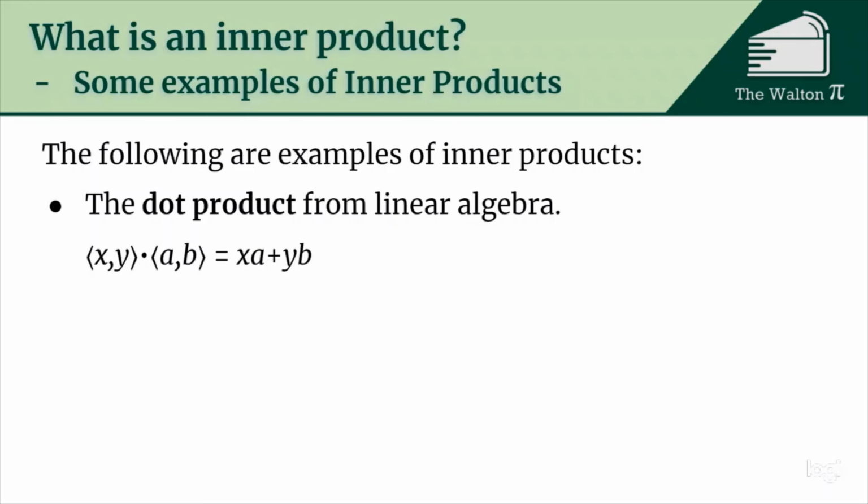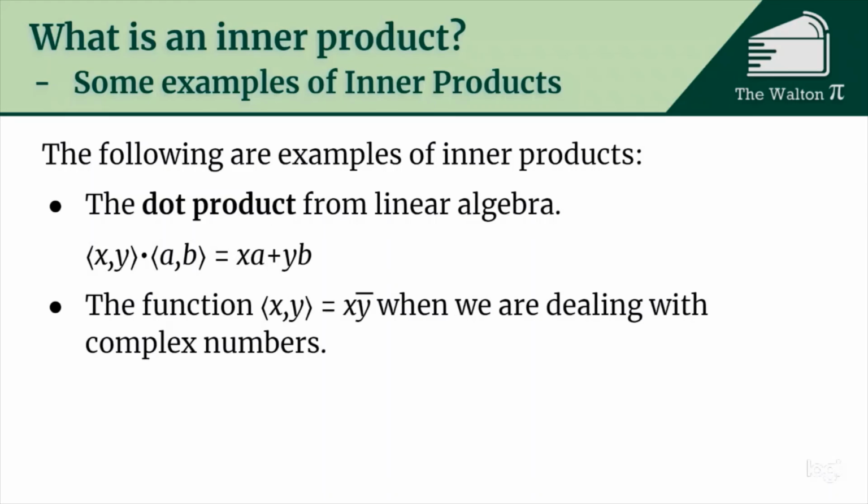Okay, now let's talk about some examples of inner products. So first and most common example is the dot product. So x comma y dotted with a comma b when we're dealing with vectors, that'll be xa plus yb. This is an inner product.